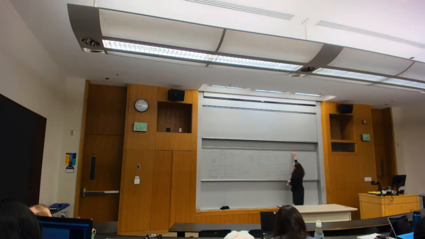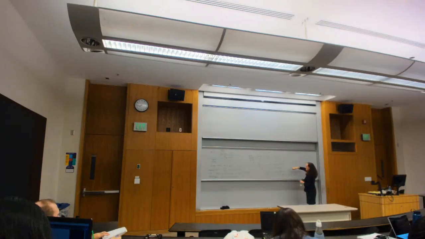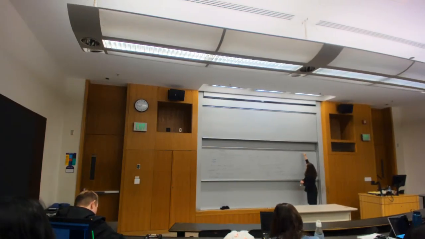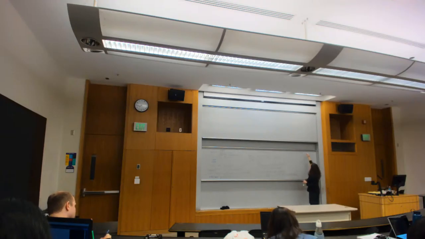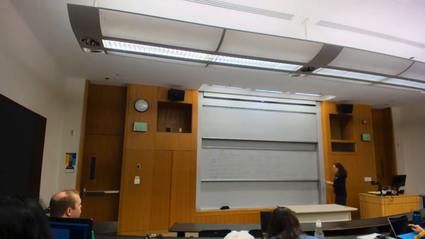Y(s) is then going to be C times X(s). So C times (sI minus A) inverse x(0), plus C times (sI minus A) inverse B U(s), plus that D U(s). So everyone see that? I just plugged this expression in for X(s). Now we're working with matrices here.